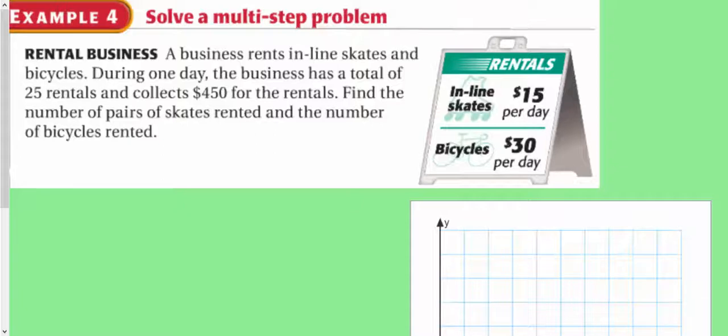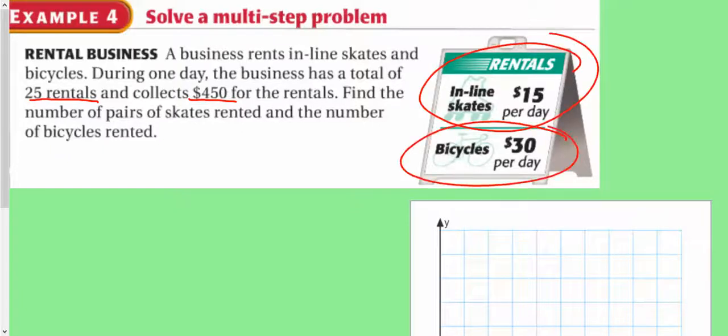A business rents inline skates and bicycles. During one day, the business has a total of 25 rentals. Okay, so that's important. And it collects $450 for the rentals. Find the number of pairs of skates rented and the number of bicycles rented. The other information for this problem is not in the word problem, it's in the picture. The bicycles cost $30 per day to rent, and the skates are $15 per day.